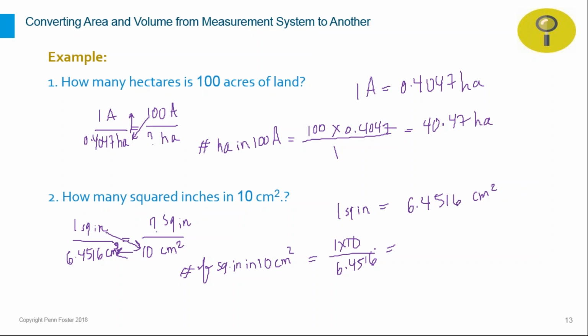So use a calculator. If you want to do the long division by hand, you're welcome to do so if you're going to do the steps correctly. In these kind of units, since we're not learning long division, we can use a calculator. So divide, and that will give you the answer, 1.55, and the units are squared inches.